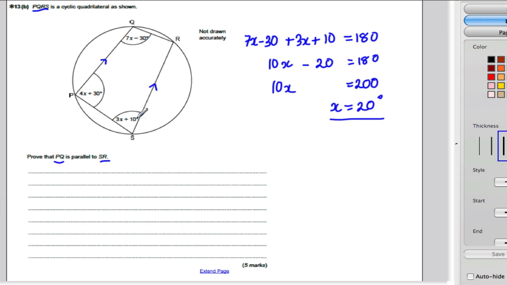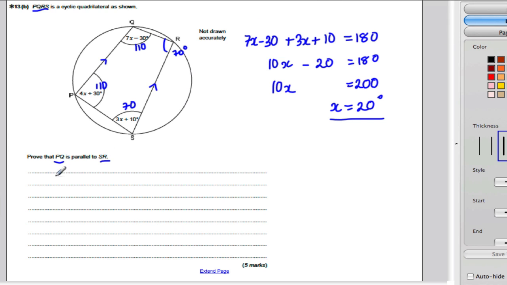So if x is 20 degrees, 3 times 20 is 60, plus 10 is 70. This one's 70. This one's 4 times 20, 80, plus 30 is 110. And this one is 7 times 20 is 140, minus 30 is 110 degrees. And clearly, again, this one must be 70, because in a cyclic quadrilateral opposite angles add up to 180.